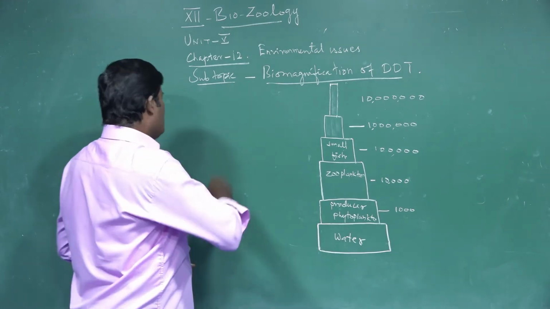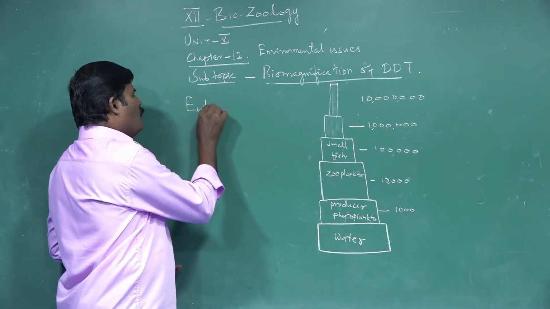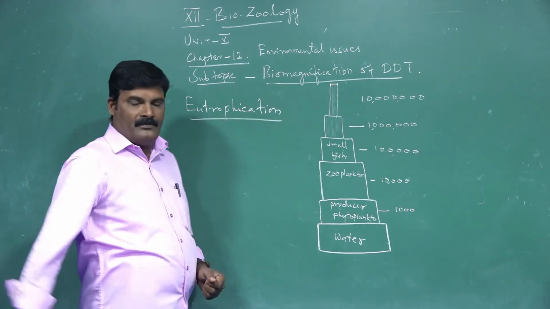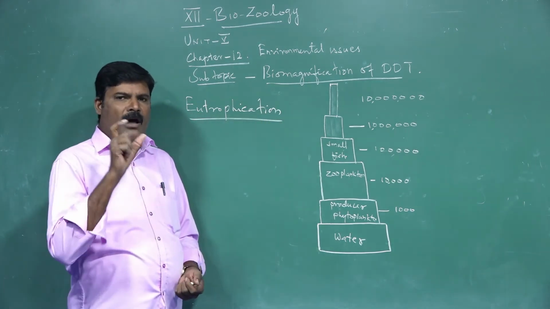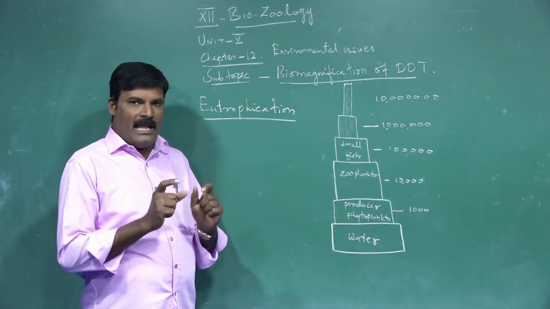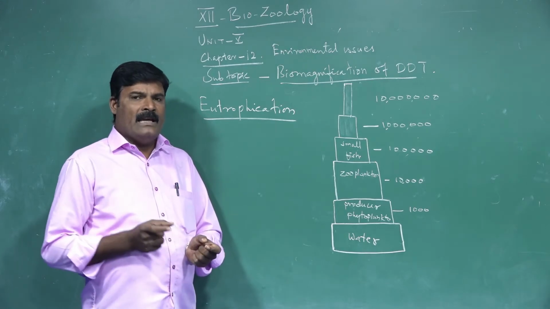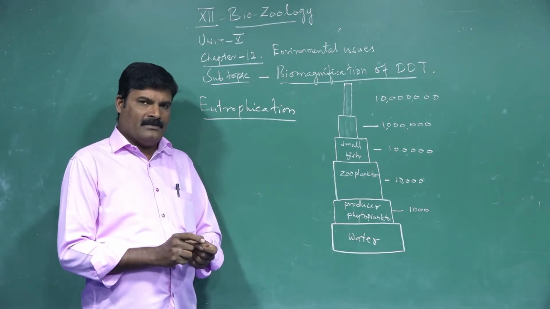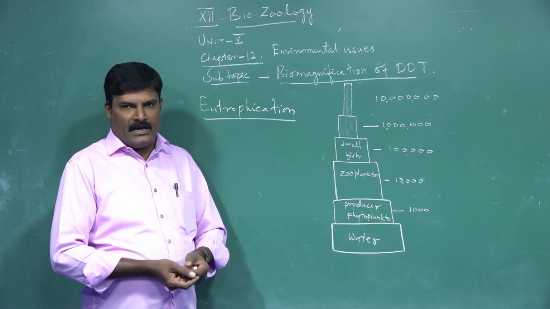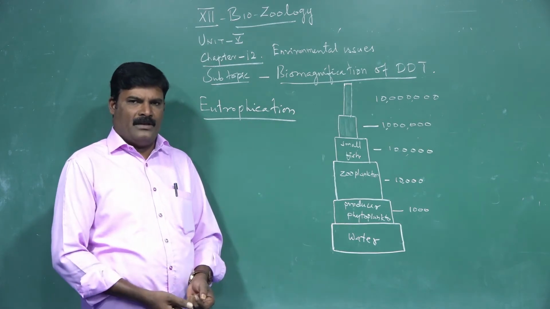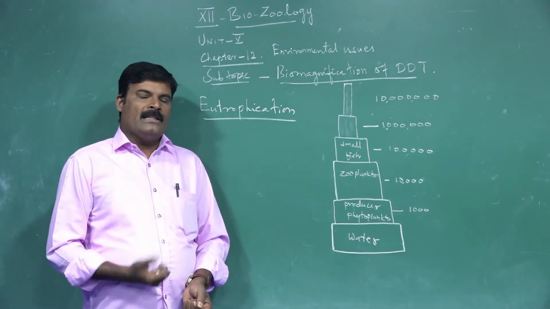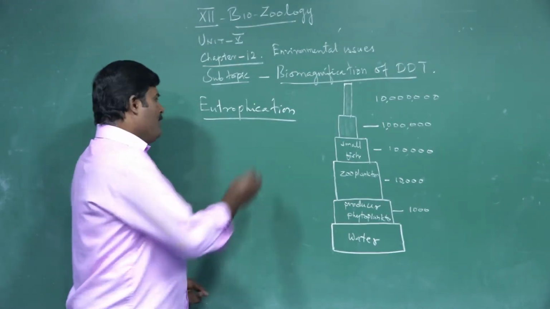Here, the next topic is eutrophication. What is eutrophication? When runoff land containing various kinds of nutrients reaches water bodies like lakes, it immediately results in dense growth of plant life, because these nutrients are useful for growing plants. This phenomenon is called eutrophication.